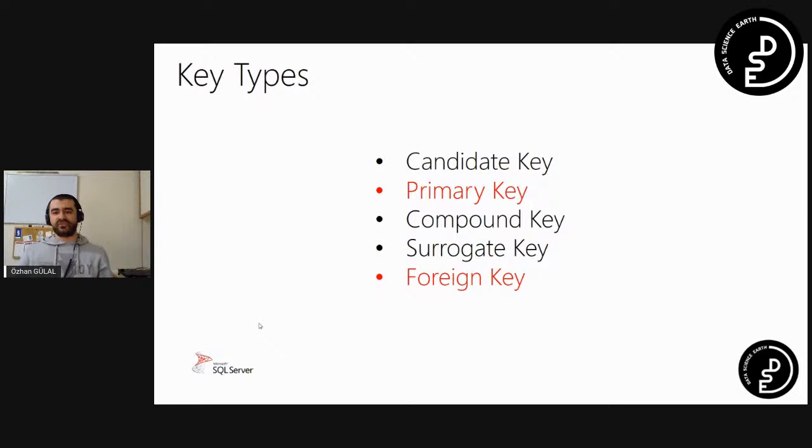But if you want to apply your normal forms on your database table project, you have to care about the key types. You can find 5 different key types on our page, but the primary key and foreign key are the ones we usually use in our projects. Candidate key, compound key, and surrogate key are a little less important than the primary key and foreign key.